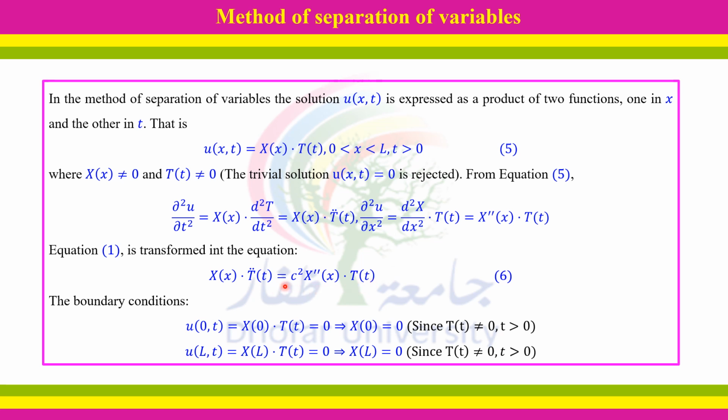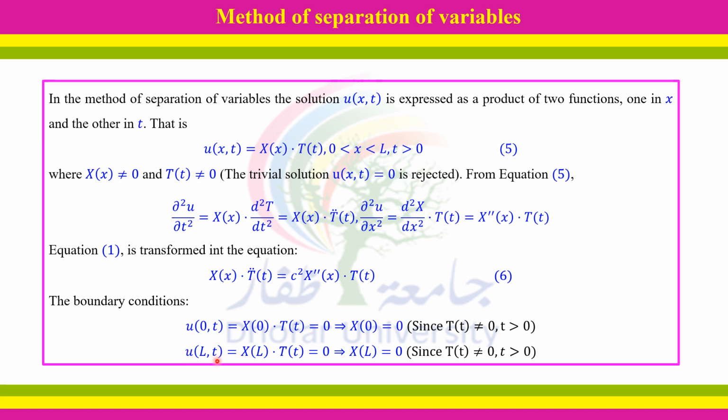So let us see what happens to the boundary conditions. The first boundary condition says u of 0 and t equals 0. So when we substitute x by 0 in this expression here, we obtain x of 0 times t of t, which is written here, and we equate it to 0. From the beginning, we assume that t of t is not 0, so that leads to x of 0 equals 0.